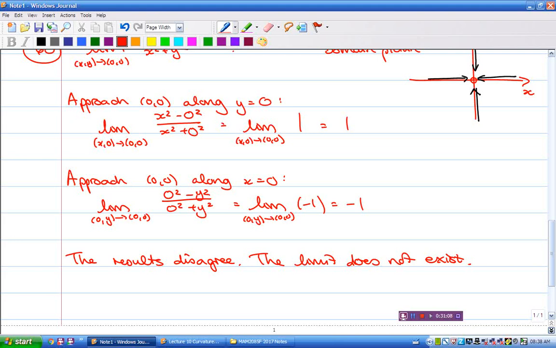Okay, so my function itself is not defined at 0, 0. I cannot substitute x equals 0, y equals 0 simultaneously into my function. In that first approach, I set y equal to 0, but I did not set x equal to 0. I allowed x to approach 0. It's different. In the second approach, I set x equal to 0. I did not set y equal to 0. I allowed y to approach 0. In the end, it didn't actually matter whether x and y were approaching 0 or approaching something else, because it was just limit of 1 and limit of minus 1.